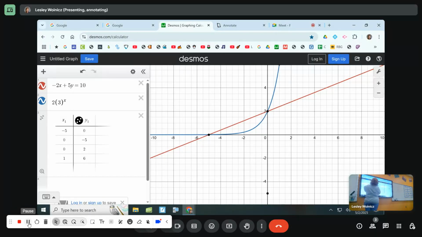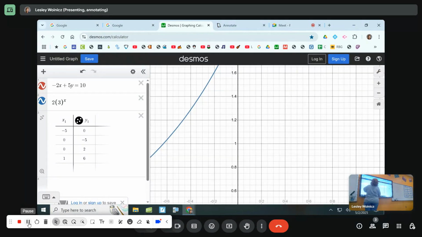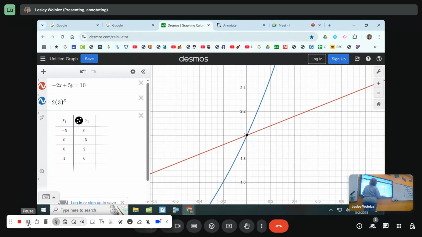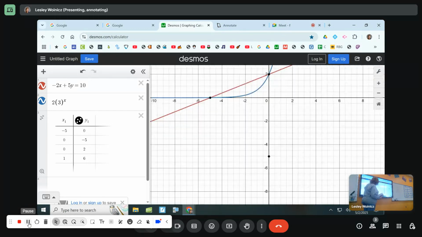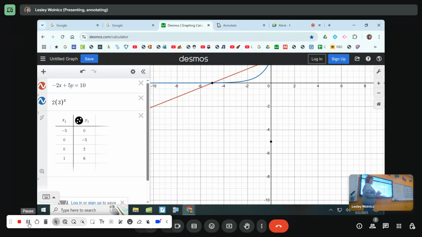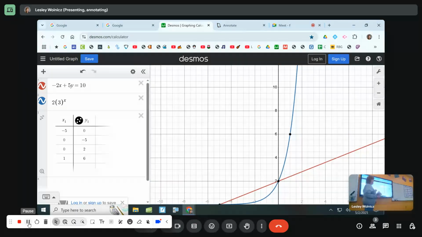All right, so let's look at this one. That point right there. Is that one on both? Yes, I think that one's on both. Okay, that was 0, 2. We need 0, -5. That one's on neither. And then what do we have? 1 and 6? Only on the blue.